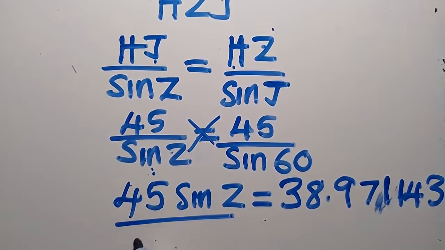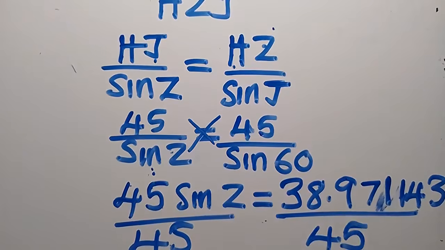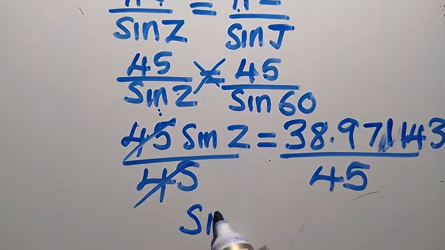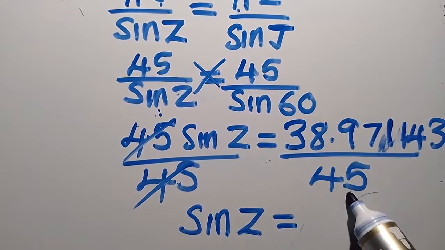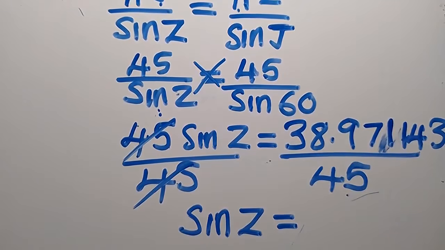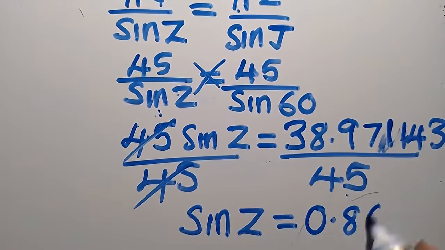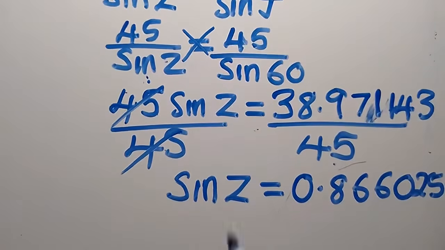I divide both sides by 45. So that one and that one cancelled. I remain with sine Z, which is equal to this number divided by 45. What am I going to get? I'm going to get 0.866025403.